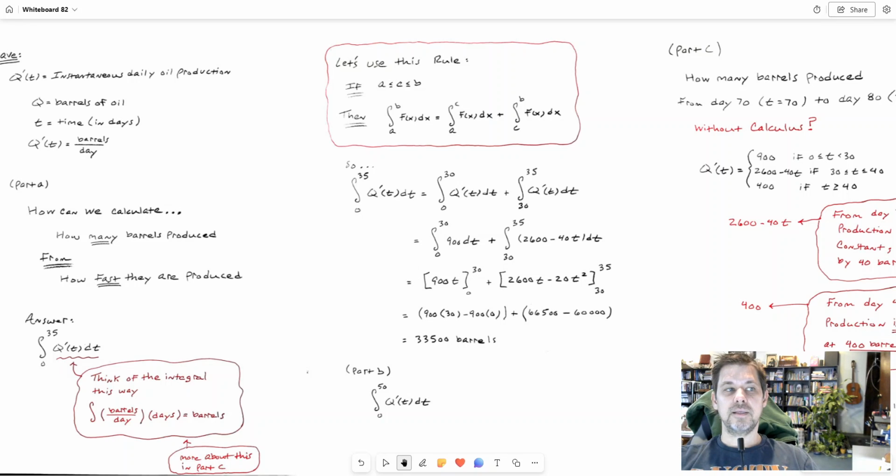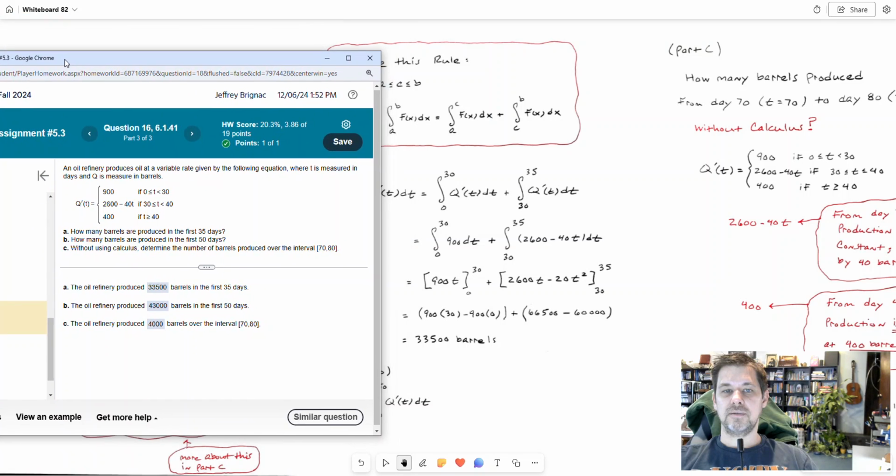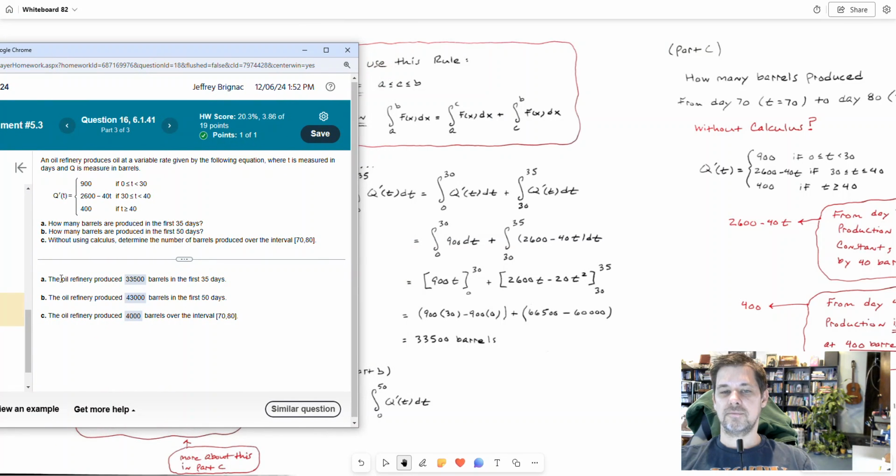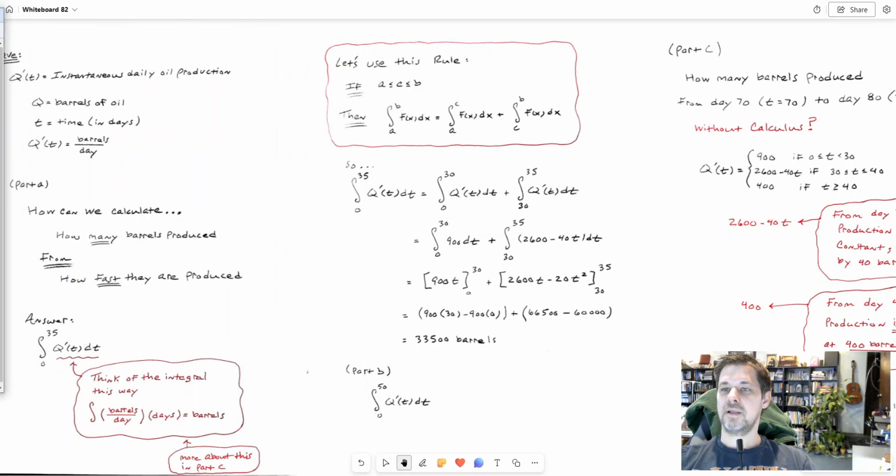So I'll let you do part B. I don't think there's any real challenge to doing part B if I just showed you part A. It just goes up to the first 50 days. Okay, so it'd be this integral 0 to 50 q prime t dt, which I think you'll also have to split up into 3 pieces this time for part B.